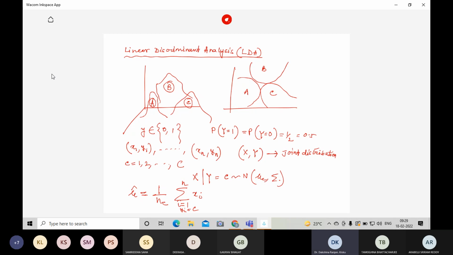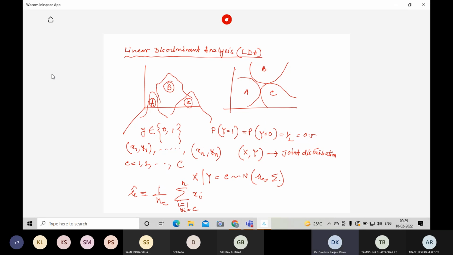Here we vary i from 1 to n, so we get the summation over x_i for y_i equals c. For a particular class we get this summation, and this sum of the data points is divided by the number of training examples found in that class. This gives us the mean for that particular class c.